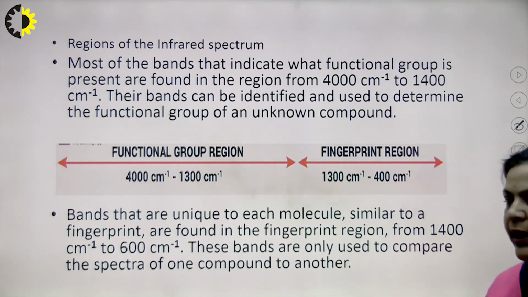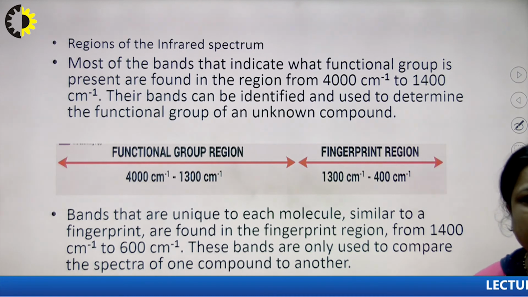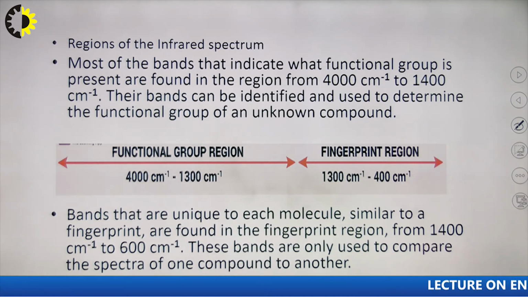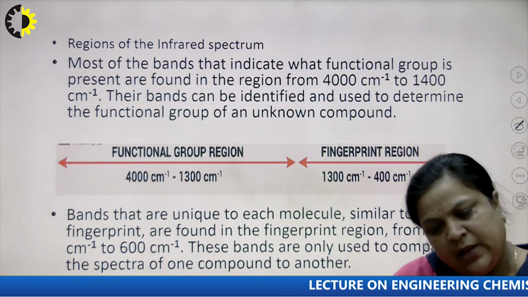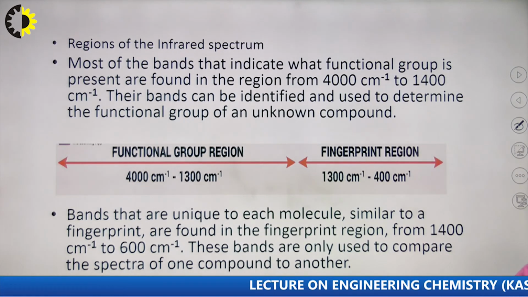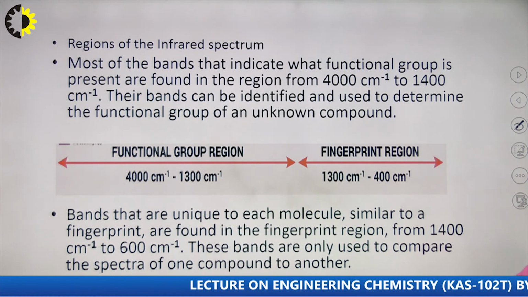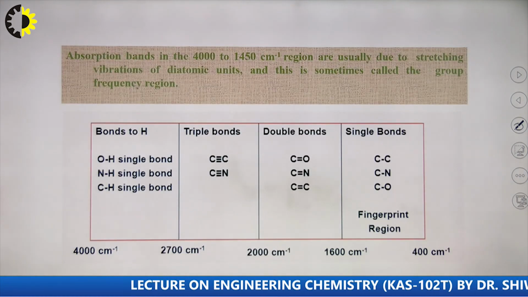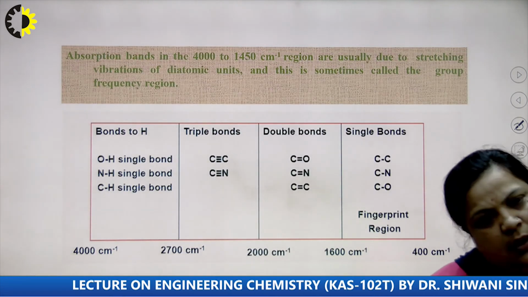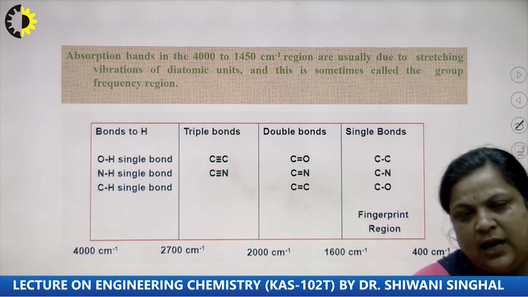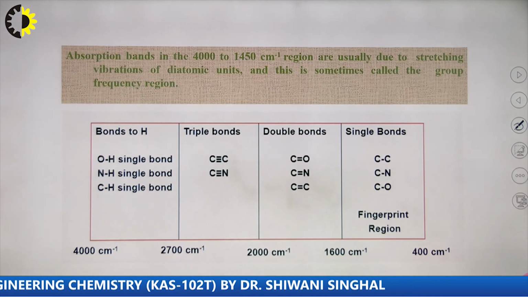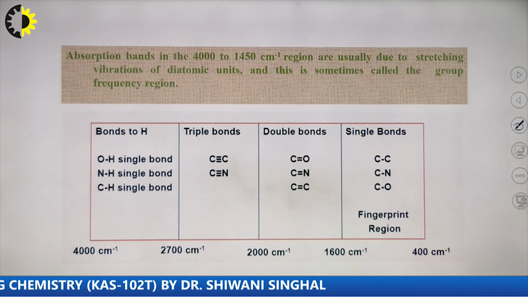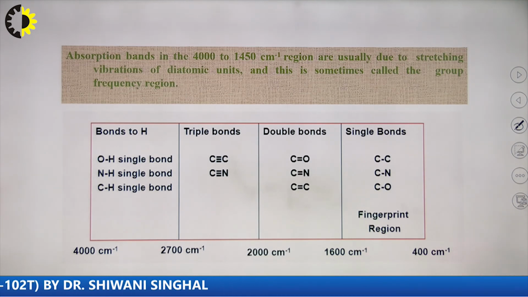The bands that are unique to each molecule, similar to a fingerprint, are found in the fingerprint region. That is, 1400 to 4000 is the functional group region, and below 1400 up to 600 is called the fingerprint region. As we know that the fingerprints of two persons can never be the same, similarly in the fingerprint region, the IR spectra of any two compounds can never be the same. It is very specific and depends on the stereospecific arrangement of the atoms.